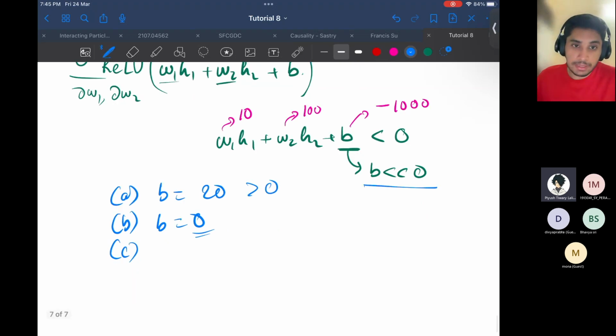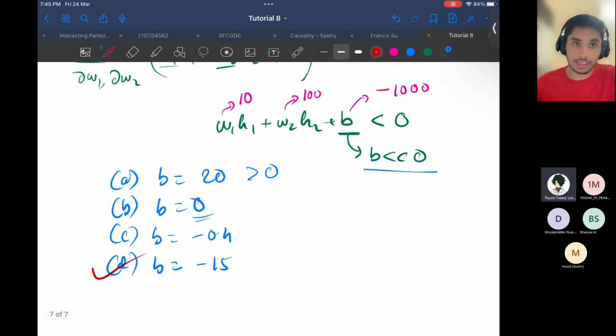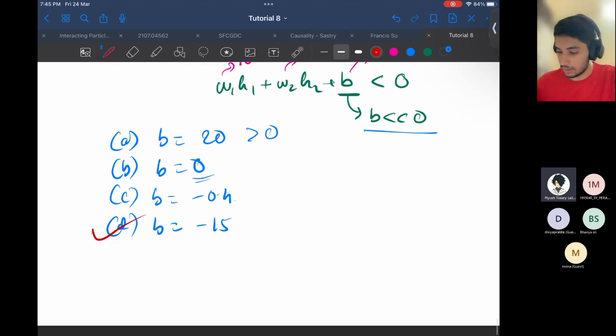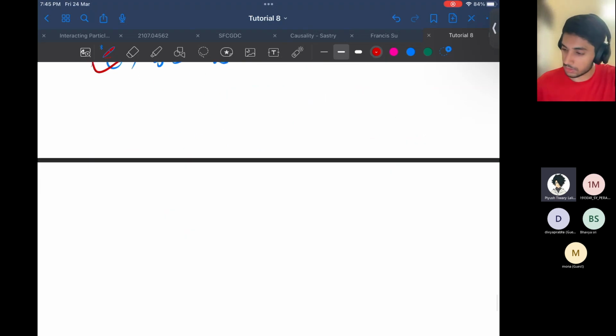What is the C part? C is B equal to minus 0.4. Good, this is negative. And the D part is B equal to minus 50. Well, we need B much less than 0. So this is very close to 0. This doesn't look like a very small number, so this is not the case. So the D option is perhaps the correct option. So B is equal to minus 15 is the correct answer. Let me know if I wasn't clear or there was some doubt, because I moved a bit fast, so I don't know if I was making sense.